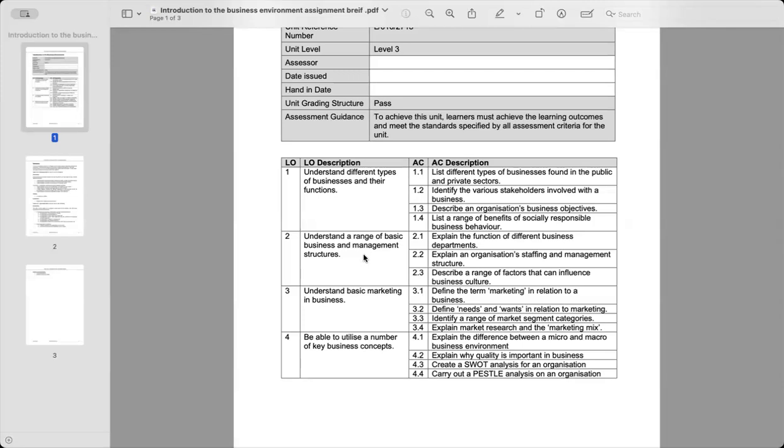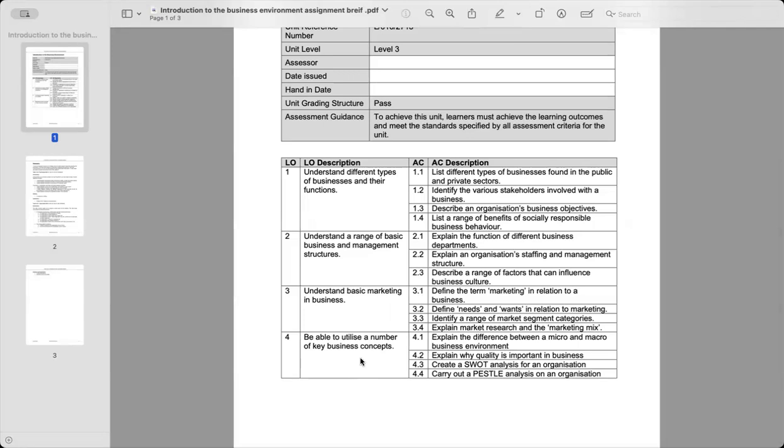Then, in our third session, understanding basic marketing in business, we defined marketing as the process of identifying and satisfying customer needs profitably. We differentiated between needs and wants. We identified market segments by demographics, behavior, and geography. Lastly, we explained the importance of market research and the marketing mix, the 4 Ps, if you remember.